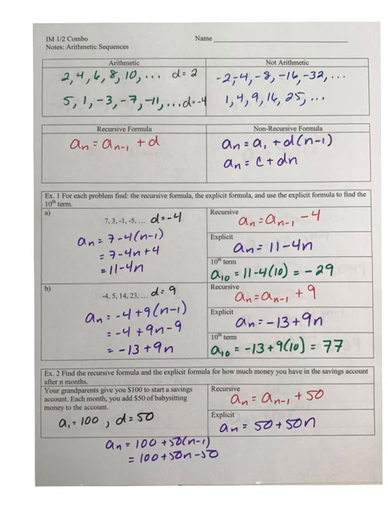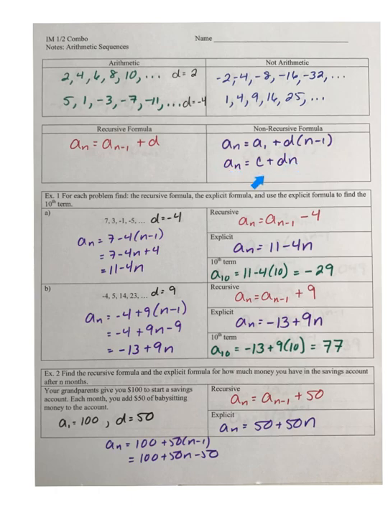We distribute the d and combine like terms, and we write it in the form a sub n equals c plus dn. Now this formula, I can plug in any value for n and find that term. If I want the 100th term, I just plug in a sub 100 and plug in the number 100.